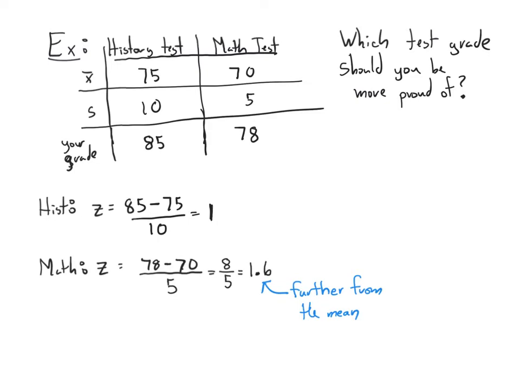And this is nice because you can compare grades of different tests in terms of this unit of standard deviation. Since this one is 1.6 standard deviations away from the mean, you should be more proud of your math test score. This is a more extreme value. So you can use the idea of z-scores to kind of help you determine how extreme various data points are. And in this case, being extreme is good because you're in the positive direction.